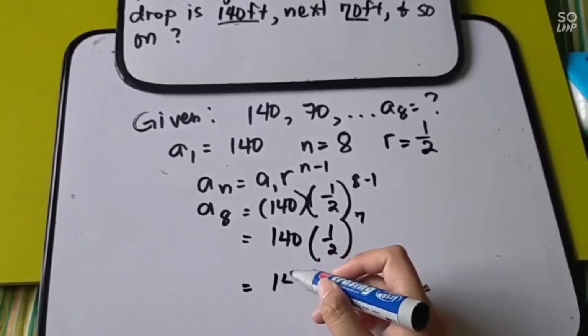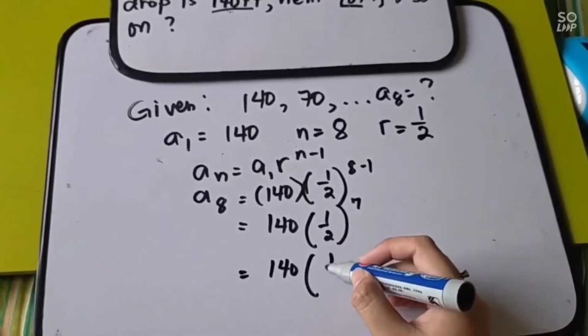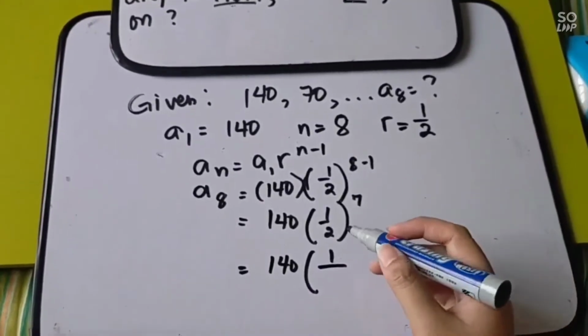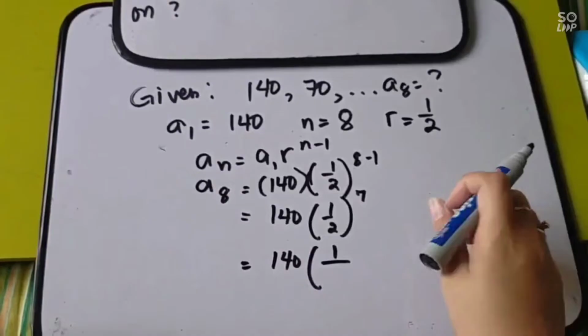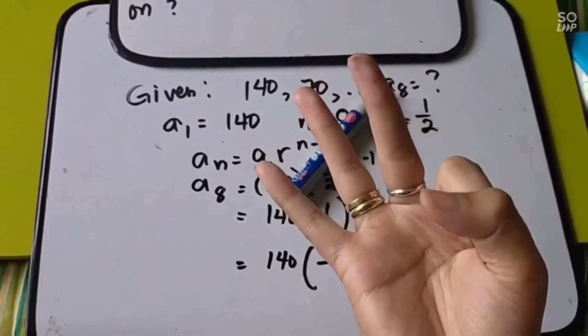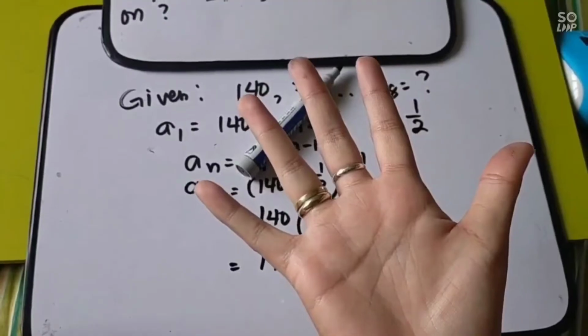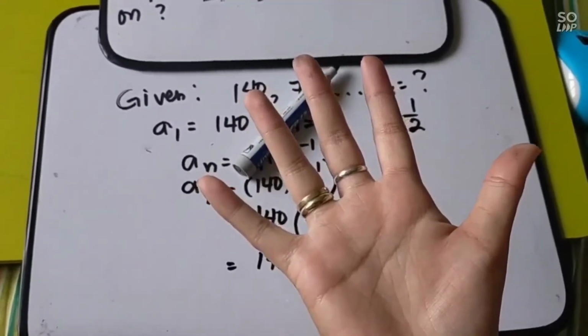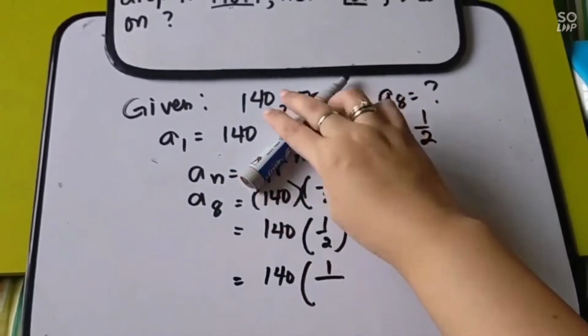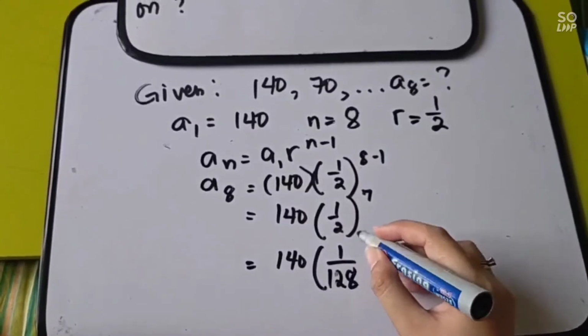So, we copy 140, then simplify 1/2 raised to 7. Just copy 1, because 1/2 raised to 7 is 1 over 2 raised to 7. So, multiply 2 seven times. 2 times 2, 4. Times 2, we have 8. Times 2, we have 16. Times 2, we have 32. 32 times 2, we have 64. Times 2, we have 128. So, this one is 128.